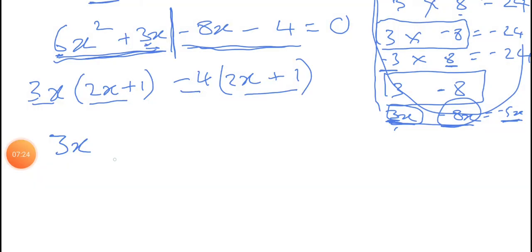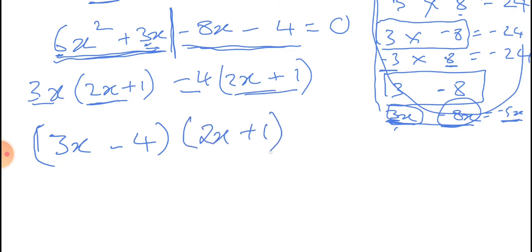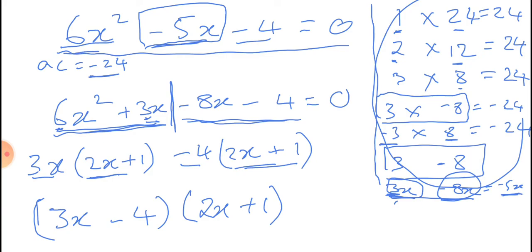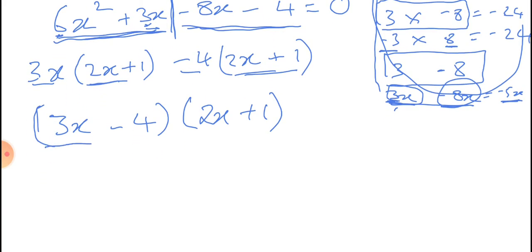Now what we do is we take the 3x, write it here. And then the negative 4 will come here, we'll put it inside a bracket. And what's inside this bracket, we'll just copy it down. 2x plus 1. So now, we've just factorized 6x squared minus 5x minus 4. So this is the factorized form.